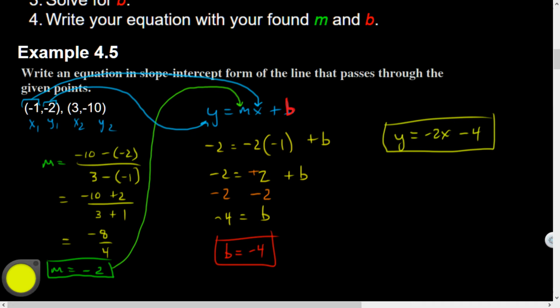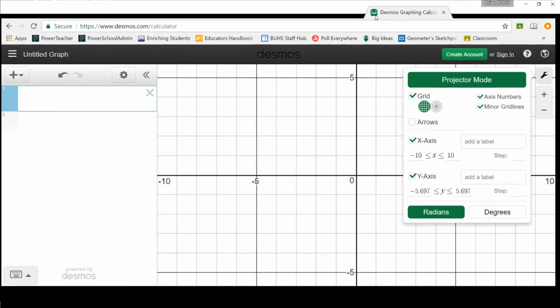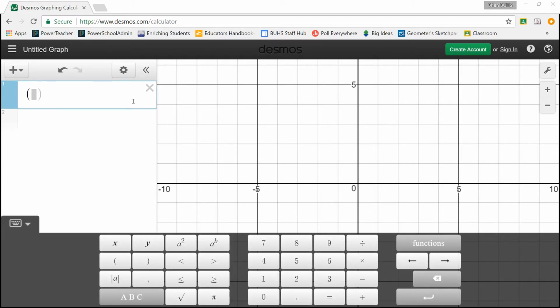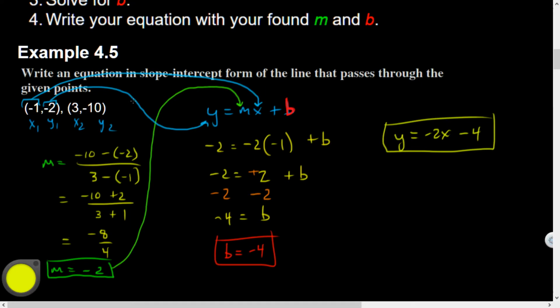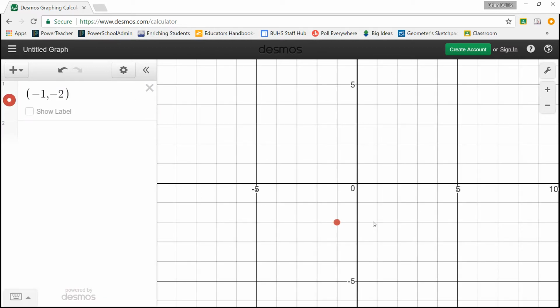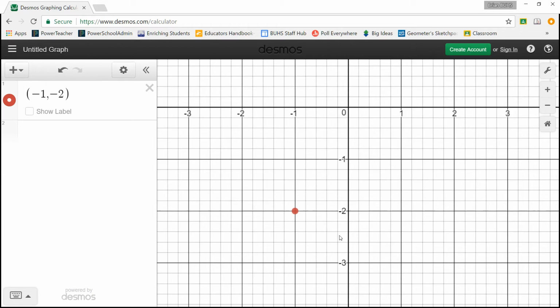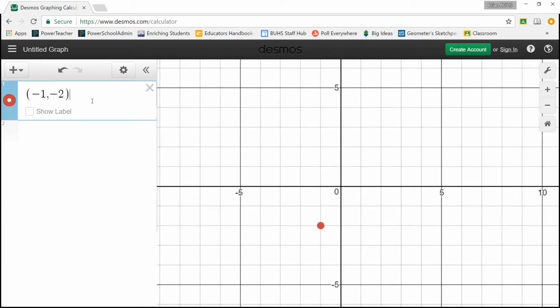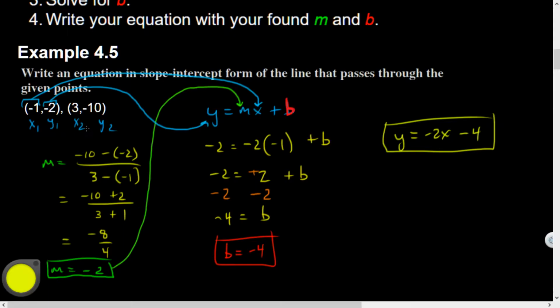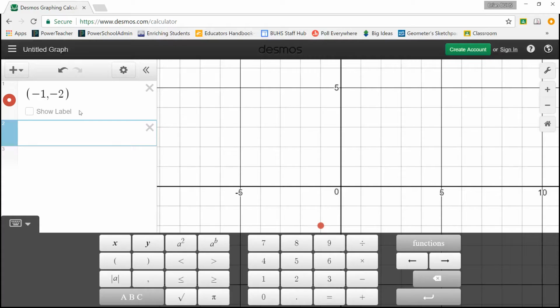Actually, guys, let's do the same problem using Desmos, just to show you how to do this. So what were my points? It was negative 1, comma, negative 2. There's Desmos showing me that point. Let's plot the other point. What was our other point? That was 3, comma, negative 10.